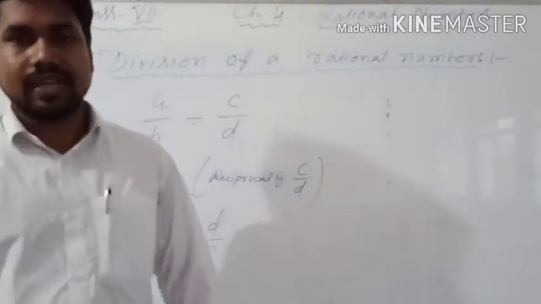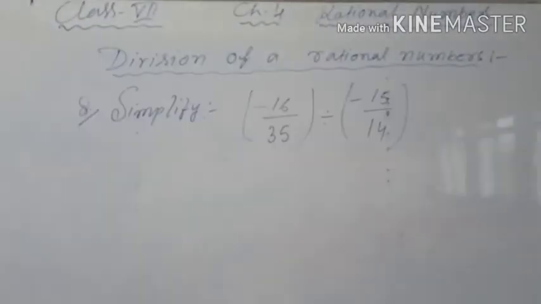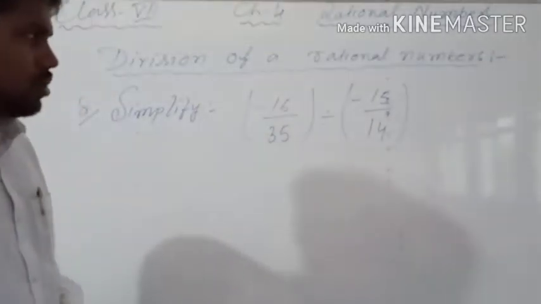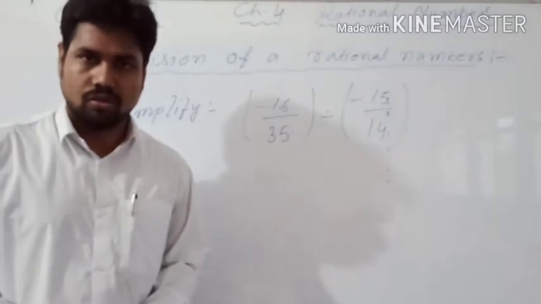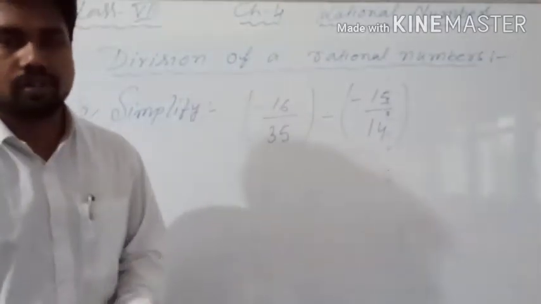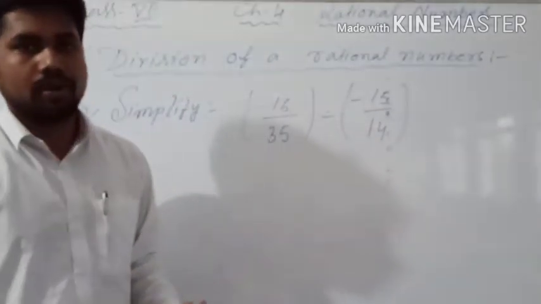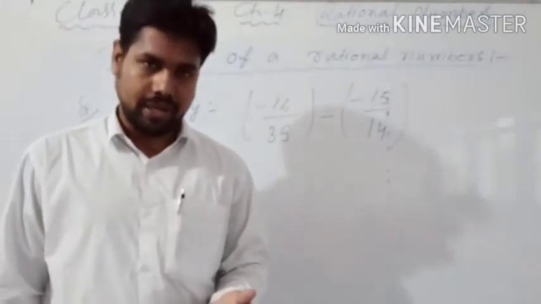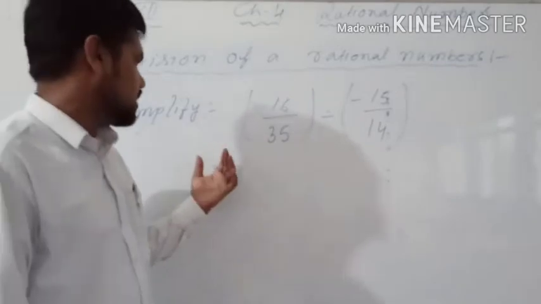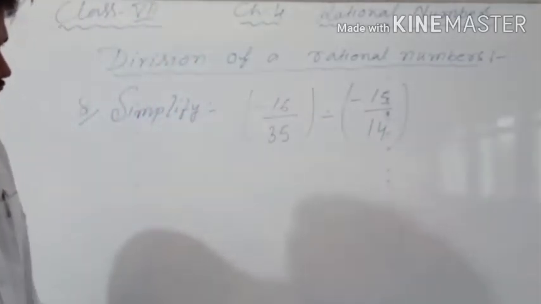So let's take some examples. In the exercise, it is given multiplicative inverse. The reciprocal is also known as multiplicative inverse, so don't get confused. If it is asking to find the multiplicative inverse, that means it is asking to find the reciprocal only. So reciprocal or multiplicative inverse is the same. Question number 2, we can take some examples from it. It is asking for simplifications of divisions of rational numbers.